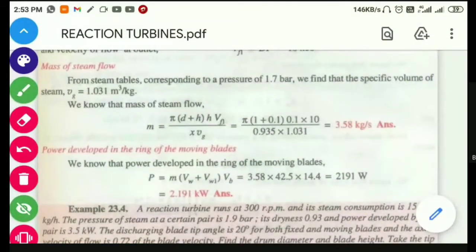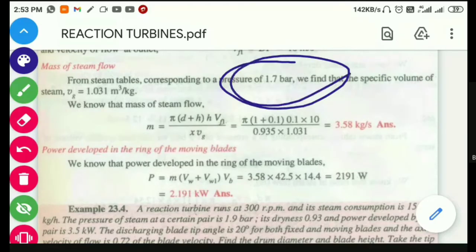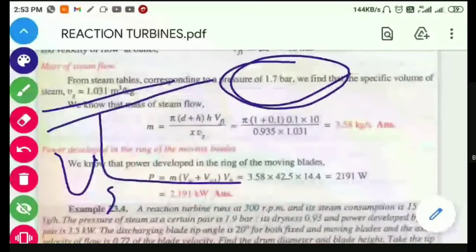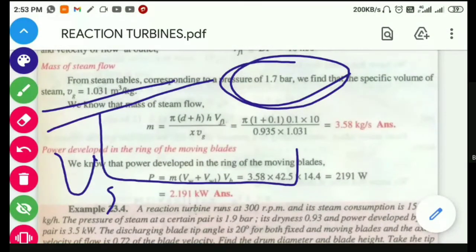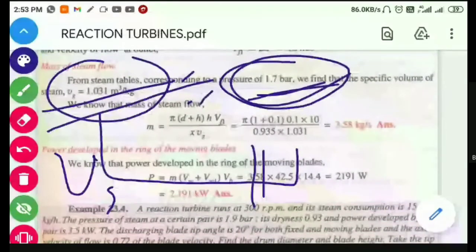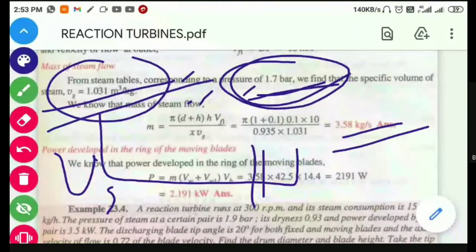So you have to go for steam tables. At 1.7 bar, you take the Vg or Vs, which is 1.031. From the pressure tables in the steam table, we get the Vg value. The x value is already given. With pi D h and Vf1, you will get the mass flow rate, that is, how much steam is flowing per second.